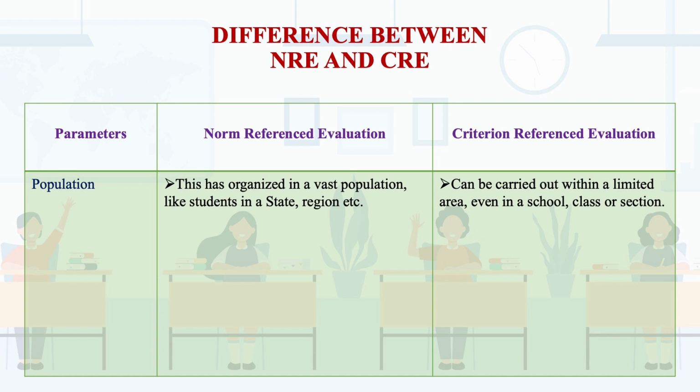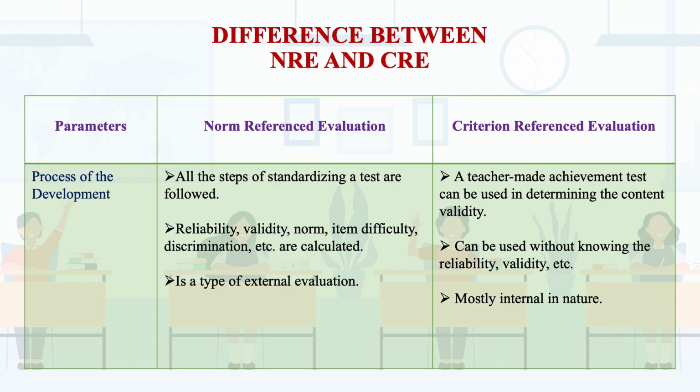Maybe the students the teacher is dealing with in his or her classroom. It may be 40 students, it may be 50 students, or it may be more. Then further, so far as place of development is concerned, we can say that all steps of standardizing a test are followed, just like to establish the reliability of a test, the validity of a test, norm, and item analysis and discrimination are also calculated.